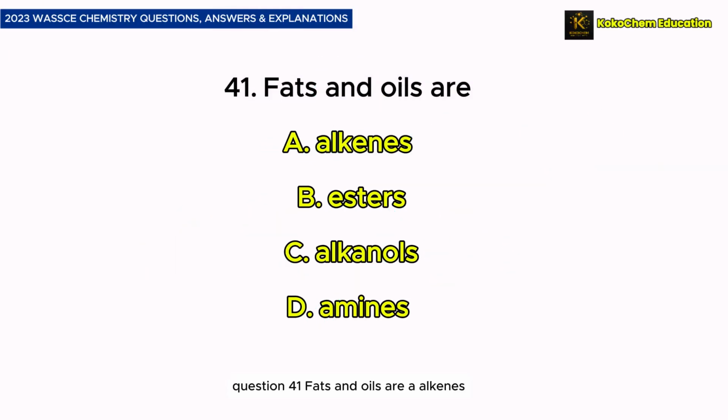Question 41. Fats and oils are A. Alkenes, B. Esters, C. Alkanols, D. Amines. The correct answer is B. Esters. Explanation.